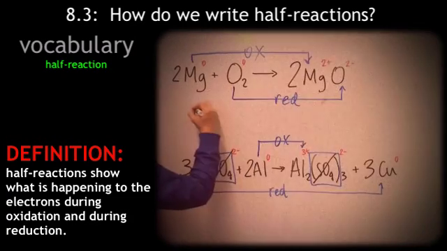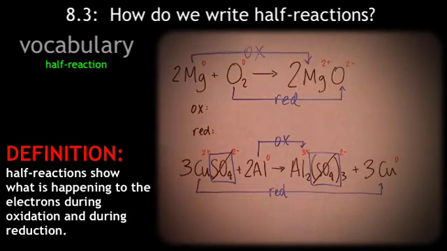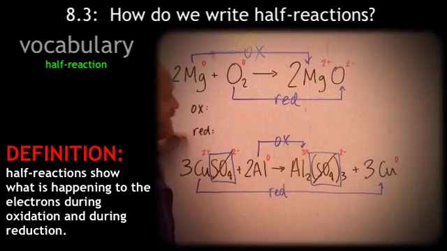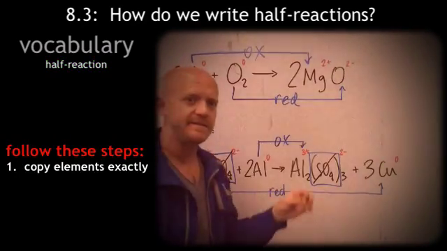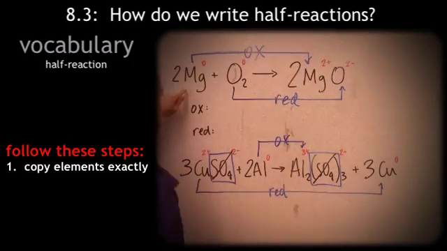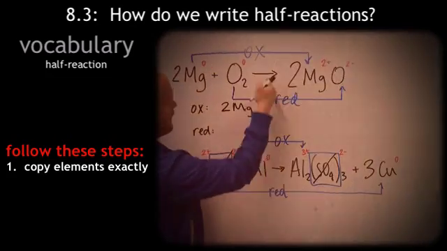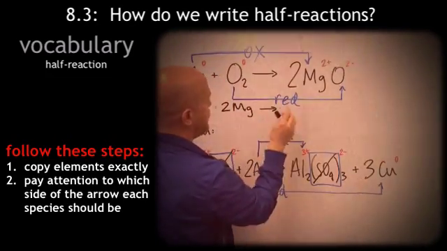Okay, now the step we need to do is write the half reactions. So I'm going to tell you what is being oxidized and what is being reduced. Get in the habit of writing the oxidation on top and reduction directly underneath it. So in this example, I am going to copy my elements. This is the first rule. Copy the elements exactly as they are written. So for my magnesium, I'm going to write 2Mg. 2Mg is on the left side of the arrow. I'm going to put my arrow in there.